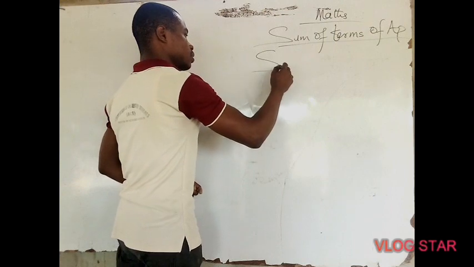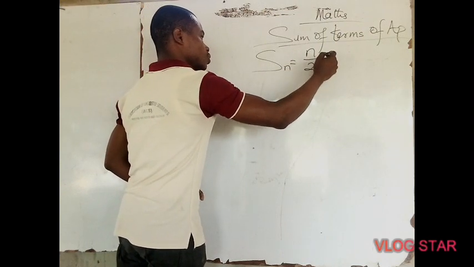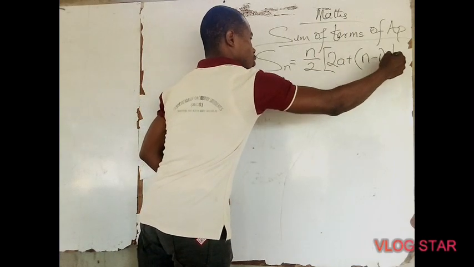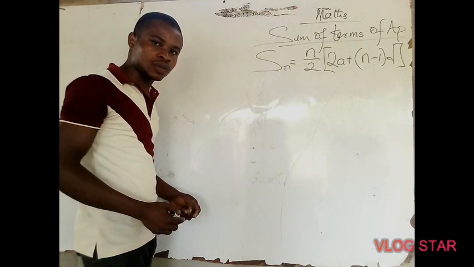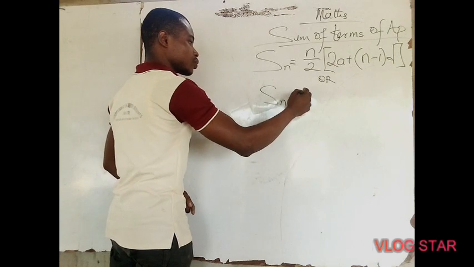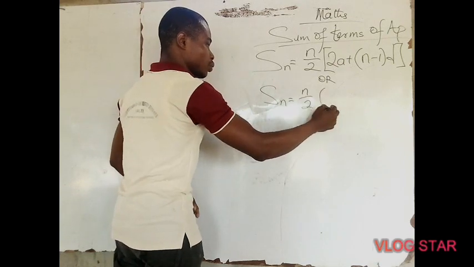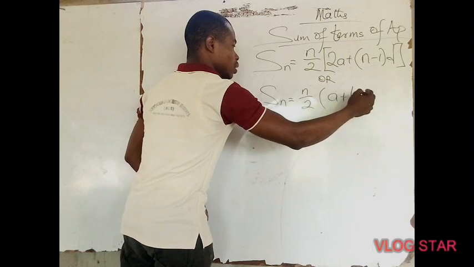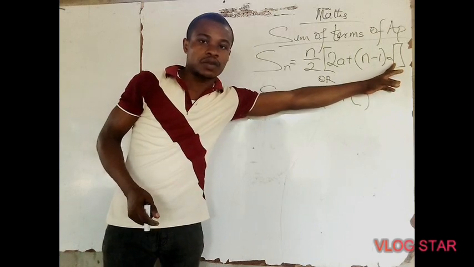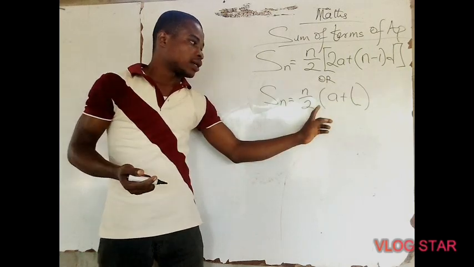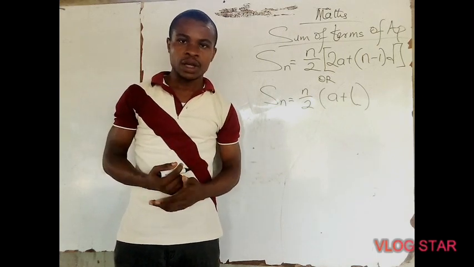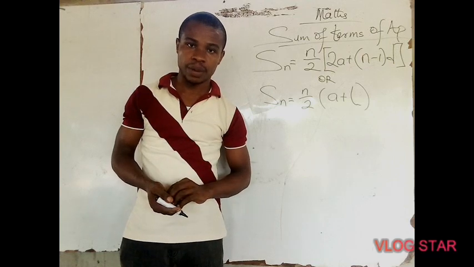One is Sn equals n over 2 in brackets 2a plus (n minus 1)d, then you close the bigger bracket. The second formula is Sn equals n over 2 in brackets a plus l. The first formula is applied whenever the first term and the common difference of the arithmetic progression are given, while the second formula is applied whenever the first term and the last term are given. And let's take this particular example, which was sent to me via my email.